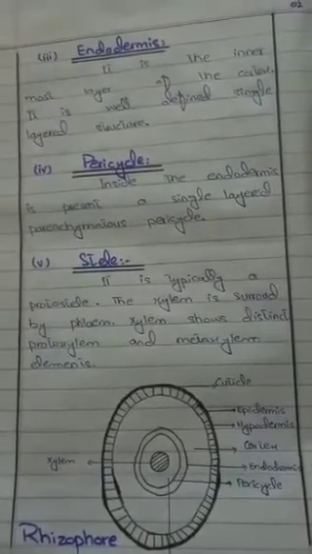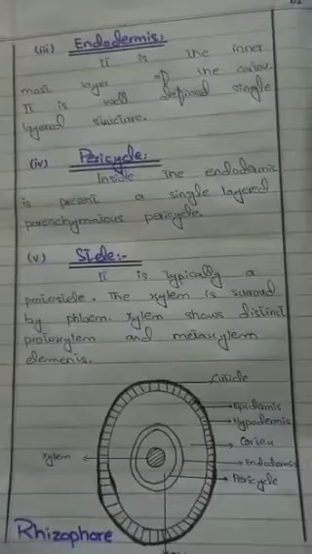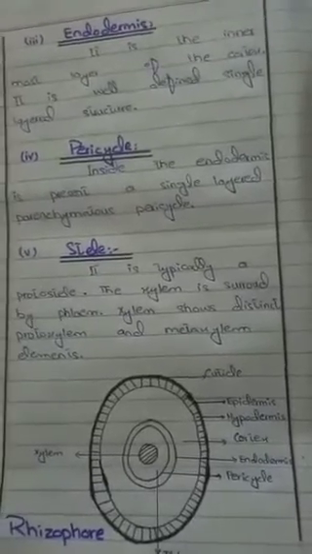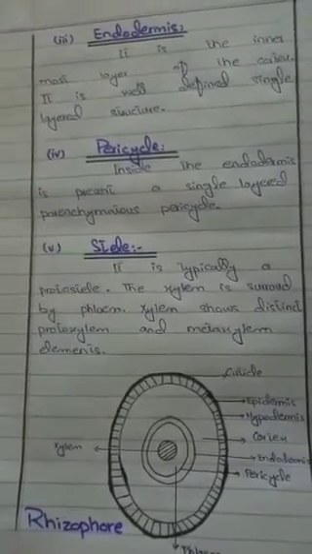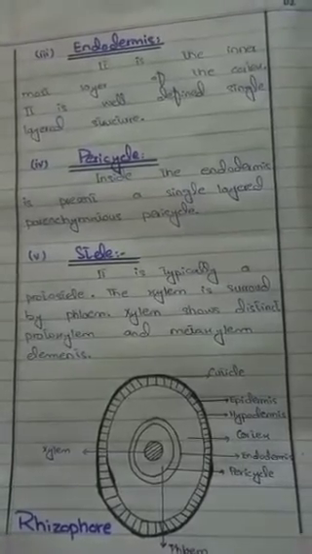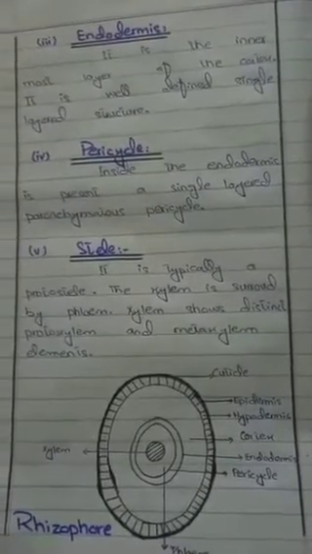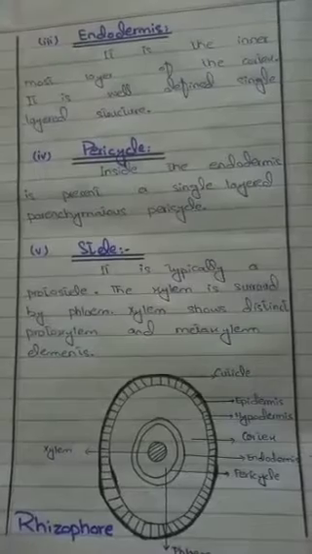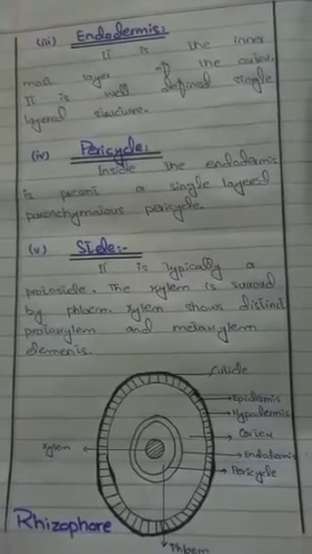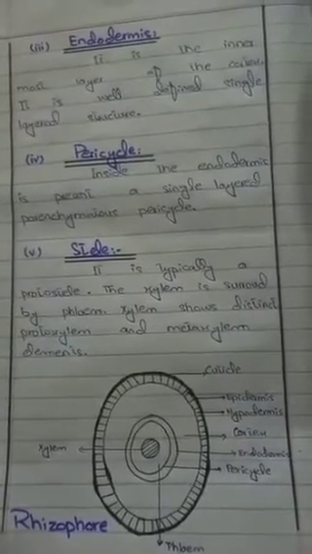Pericycle is thick walled cells that surround the vascular tissues that are xylem and phloem. Next we discuss stele. Stele is typically protostele. Now what is protostele? Protostele is a type of stele in which xylem is surrounded by phloem.